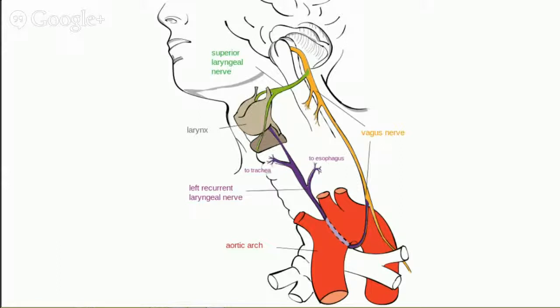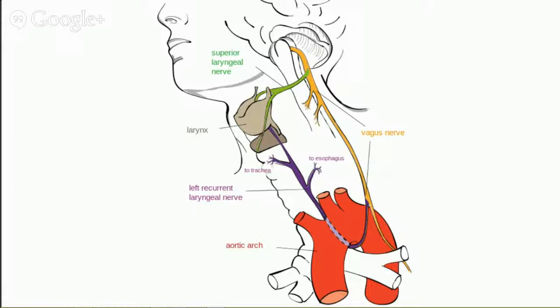It's interesting, it's kind of a classic evolutionary example: when we were fish, it just went to the gills and innervated all that stuff. But now it's stuck around this aorta, so it has to come all the way back up. For giraffes, that goes all the way down and comes all the way back up to innervate the larynx and the upper part of the trachea. And then we have, the most important one, the left recurrent laryngeal nerve, right here. This goes up and innervates the trachea.